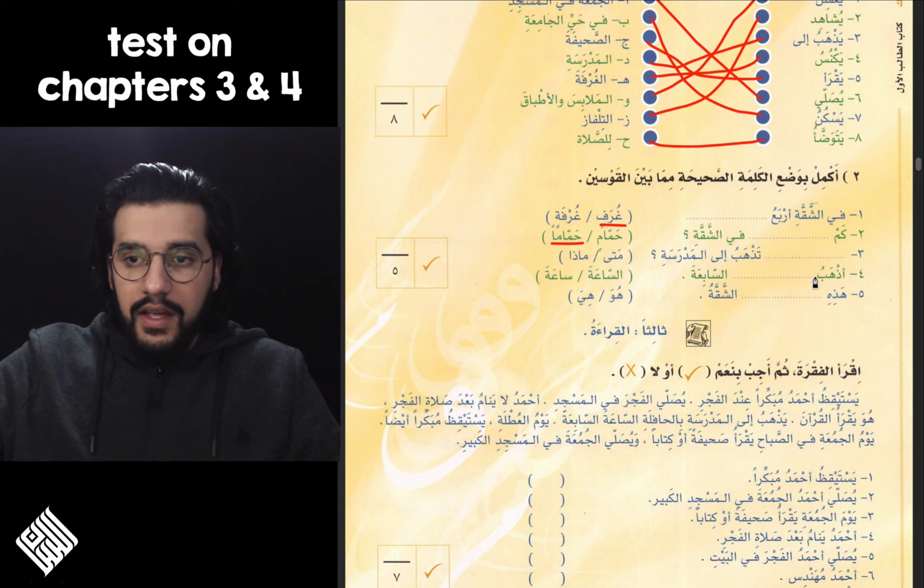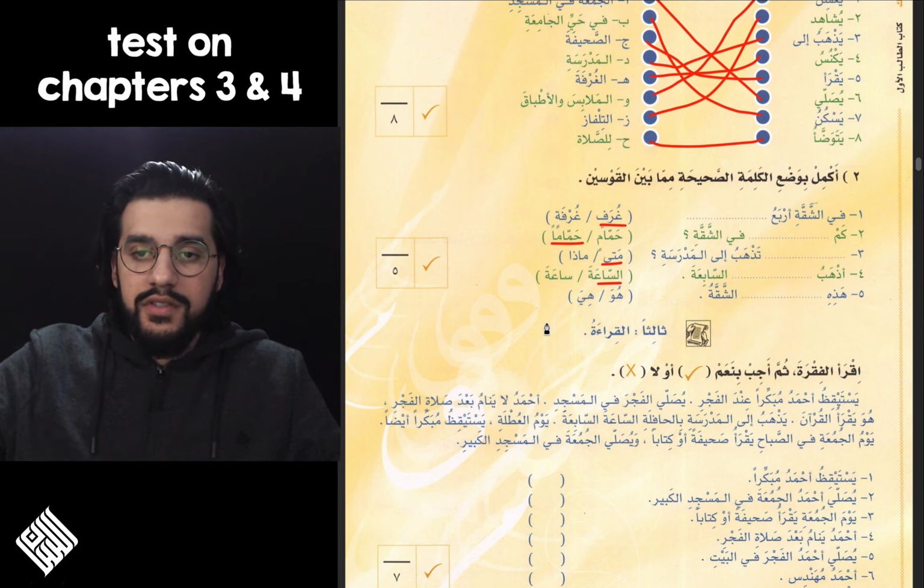Number 3 would be متى تذهب إلى المدرسة? When do you go to school? 4 أذهب الساعة السابعة. And then number 5 هذه هي, of course, rather than هو, because الشقة is feminine.